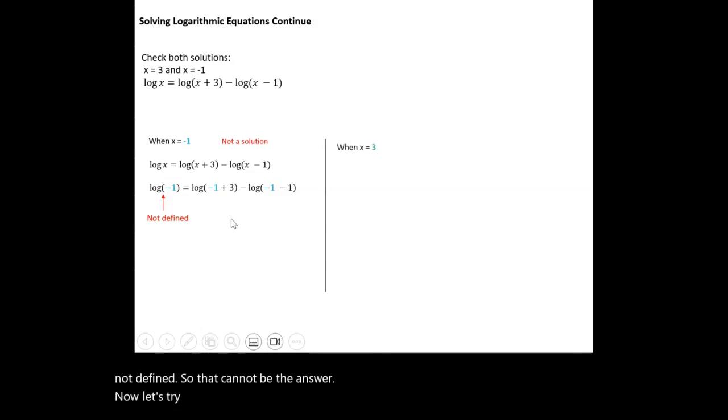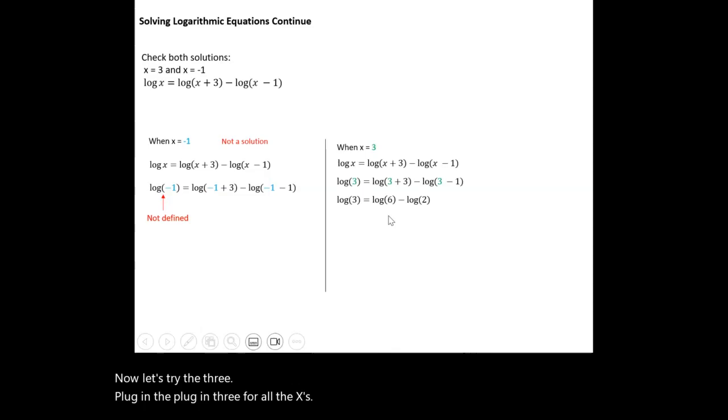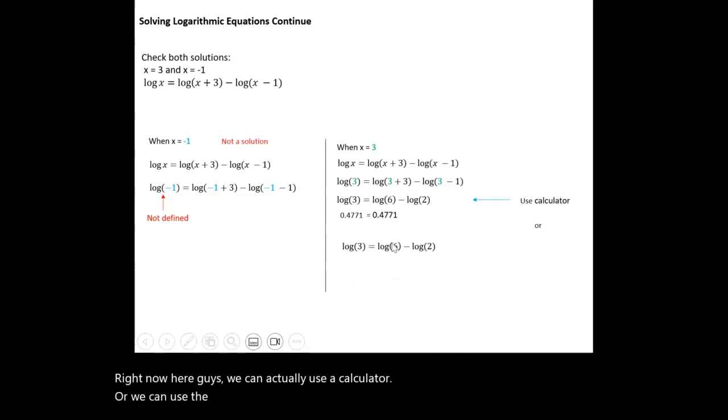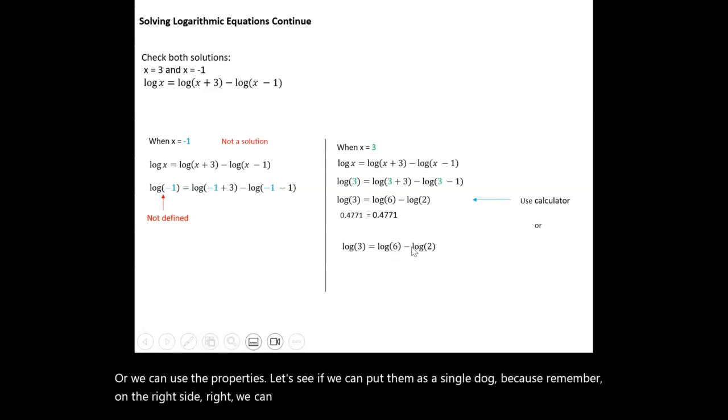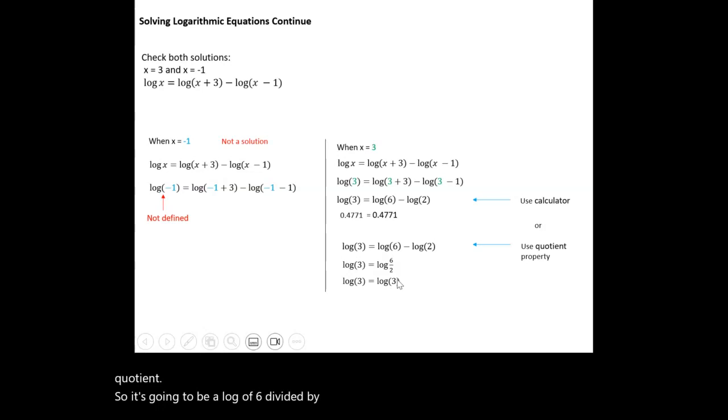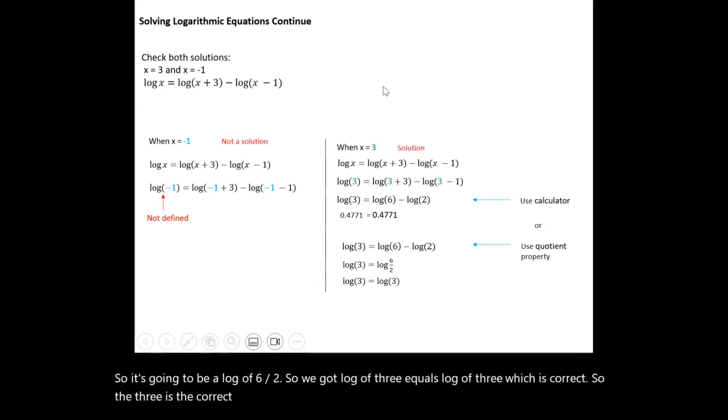Now let's try the 3. We're going to plug in 3 for all the x's. Now here, guys, we can actually use a calculator, or we can use the properties. Let's see if we can put them as a single log. Because remember, on the right side, we can put this as a single log. If it's minus, it's going to be the quotient. So it's going to be log of 6 divided by 2. So we got log of 3 equals log of 3, which is correct. So the 3 is the correct solution.